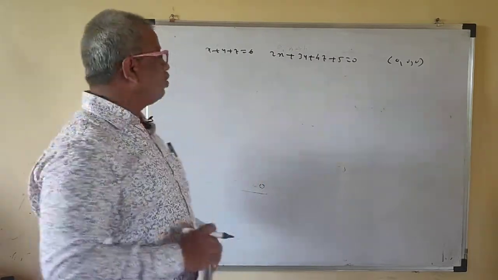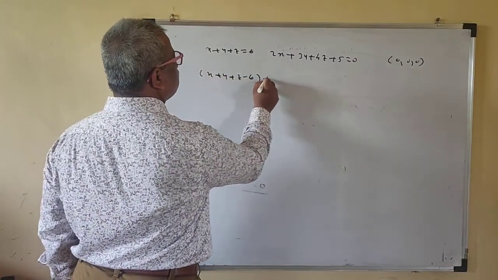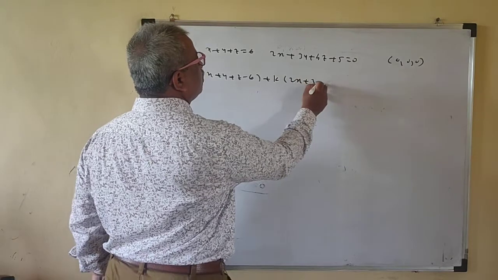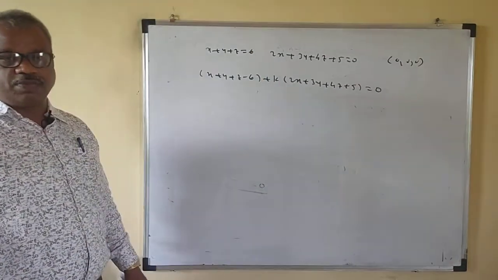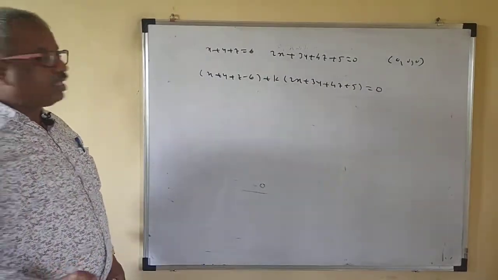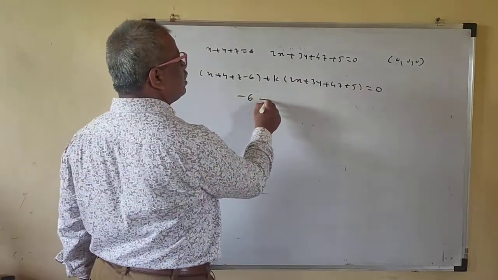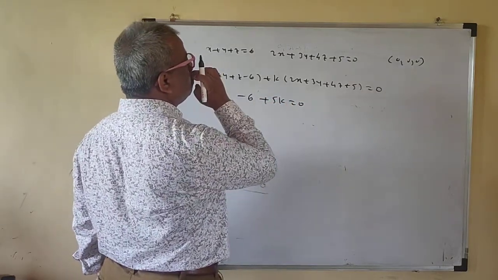So here, x plus y plus z minus 6 plus k into (2x plus 3y plus 4z plus 5) is equal to 0. This is your required equation of the plane. This is passing through the origin, that means (0, 0, 0) satisfies the equation, so minus 6 plus 5k is equal to 0.